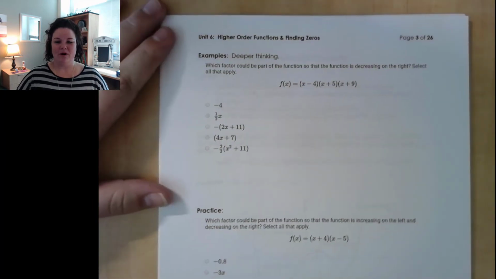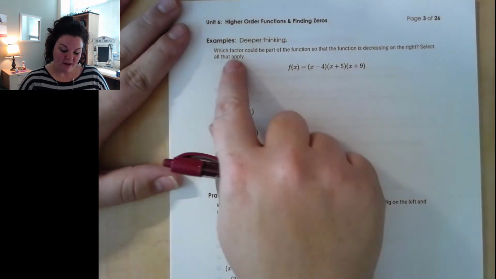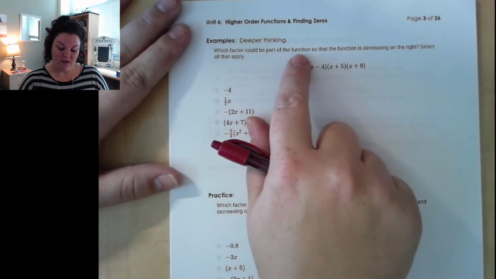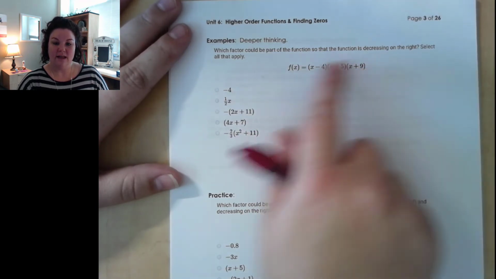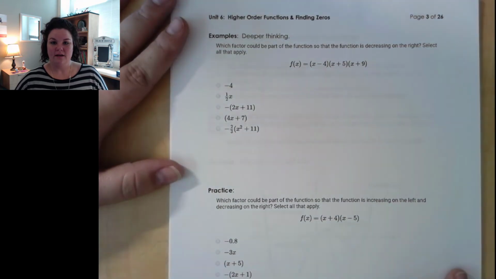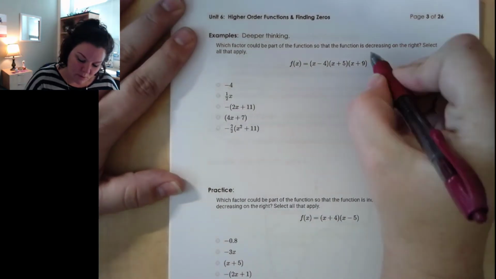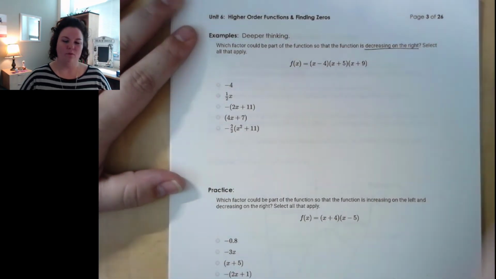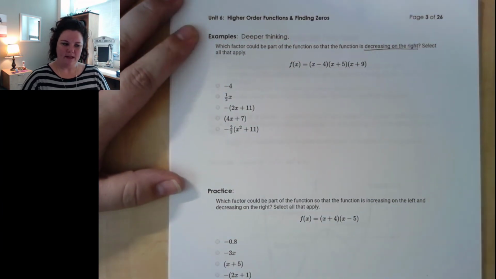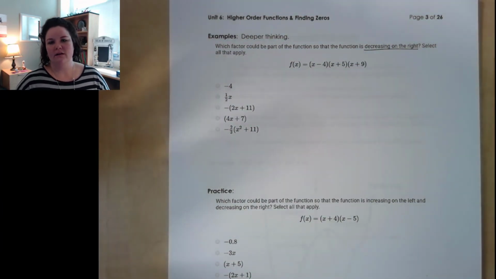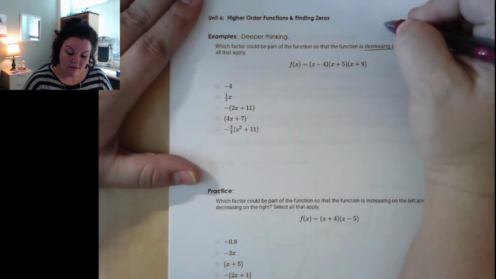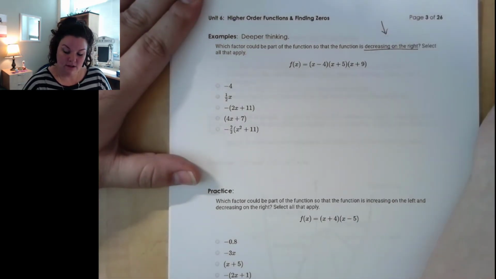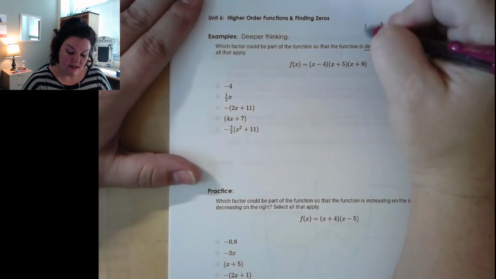So here we have a problem that says which factor could be part of the function so that the function is decreasing on the right. Select all that apply. Okay, so all it tells us is that we want something that's decreasing on the right. Okay, so what could a function look like that's decreasing or going down on the right hand side? Well, if it's going down on the right, it could also be going down on the left.